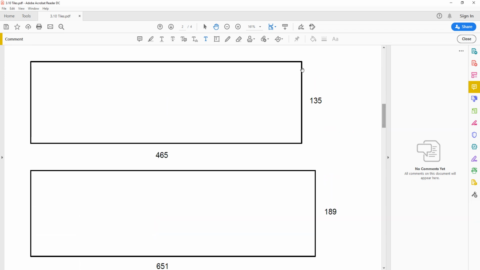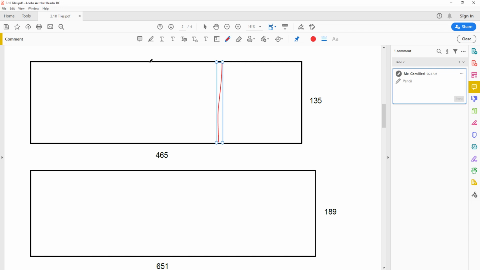The first one represents a floor that is 135 units by 465 units. Now this could be inches, feet, meters, doesn't really matter. What we're going to do is start by putting down the largest possible square tile that would fit on this floor, and that is a tile that's 135 by 135 units. And we're going to just fill the floor with those tiles as much as we can. So we can fit three.